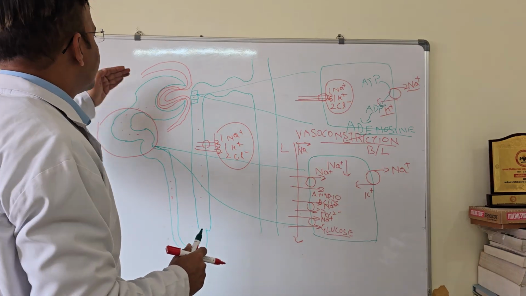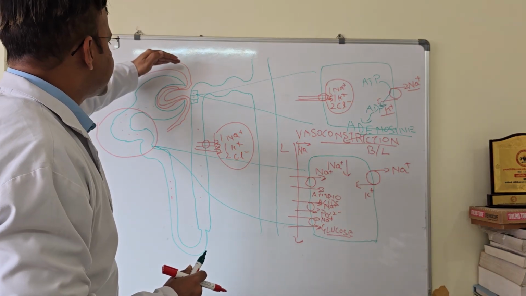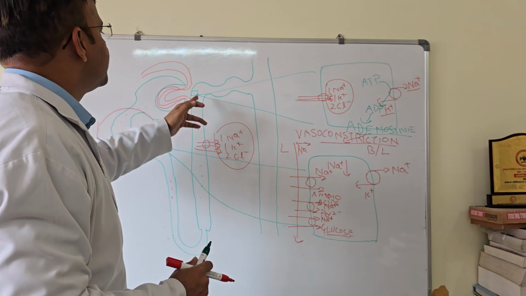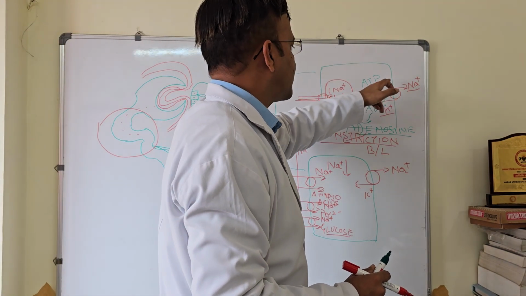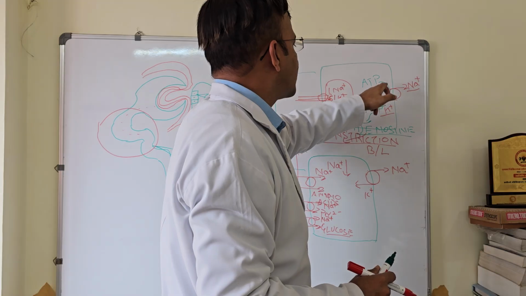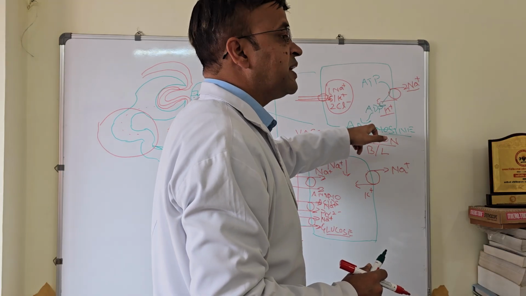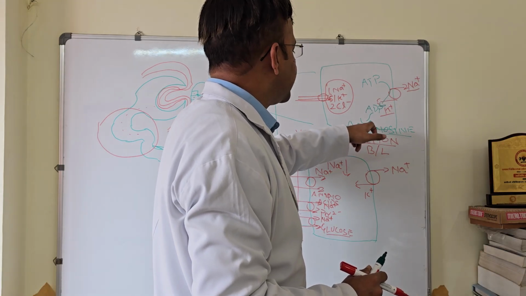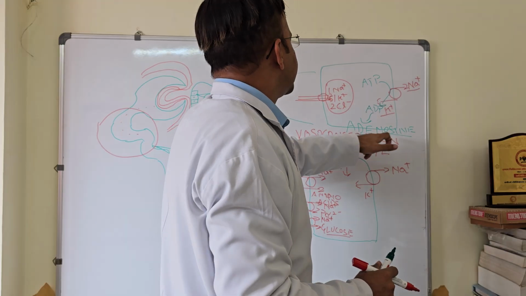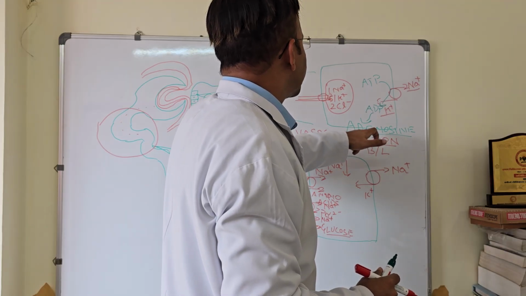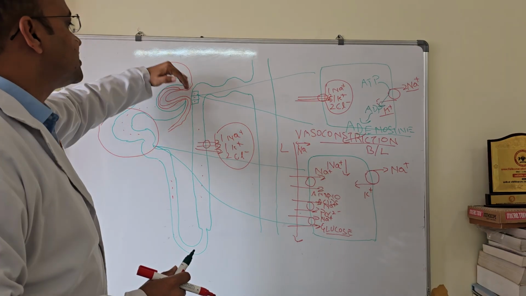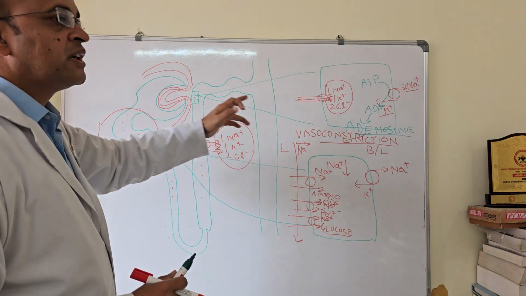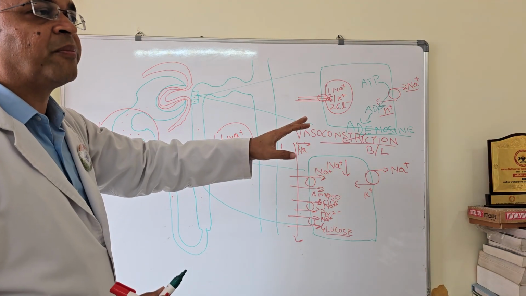As simple as that. If less fluid comes, that means less sodium will enter macula densa. This is going to work a lot less. If this works a lot less, less adenosine will be created, and if less adenosine is created, then we are going to have vasodilation, which will increase the GFR. So this is how this tubulo-glomerular feedback works.